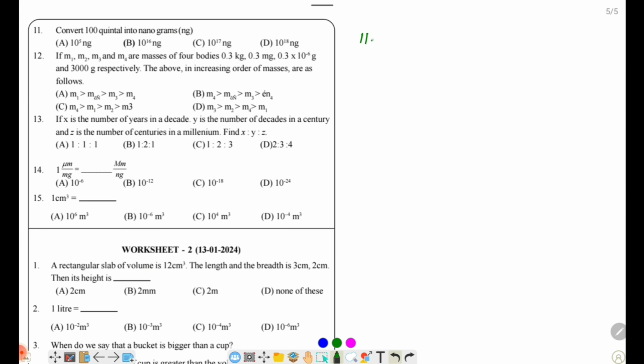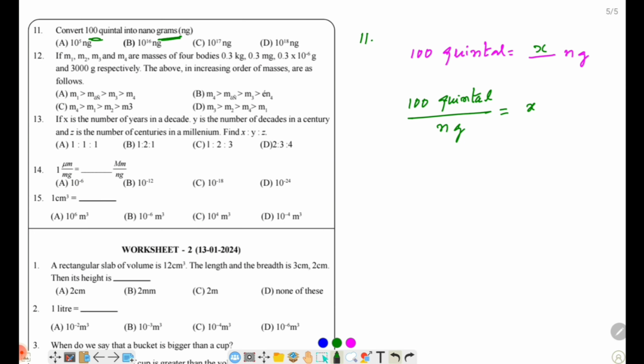Convert 100 quintal into nanograms. So let me write the same question in this way. 100 quintal is equal to dash nanograms. Let me take 100 quintal is equal to x nanogram. So let me write 100 quintal divided by nanogram is equal to x from the cross multiplication.